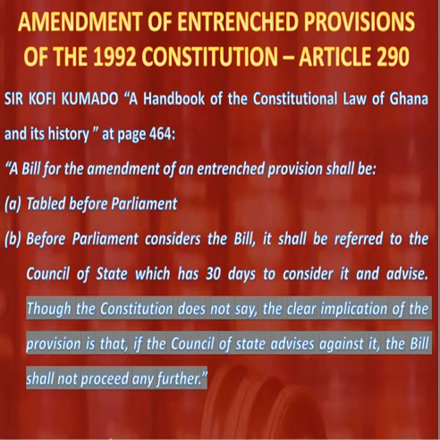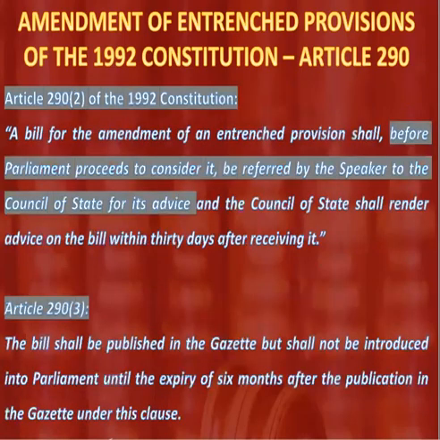Now, when the Council of State gives the advice and says that we can go ahead with the amendment, what shall be the next stage? The bill will then have to be published in the Gazette. But it shall not be introduced into Parliament unless 6 months have expired after the publication in the Gazette under this clause.